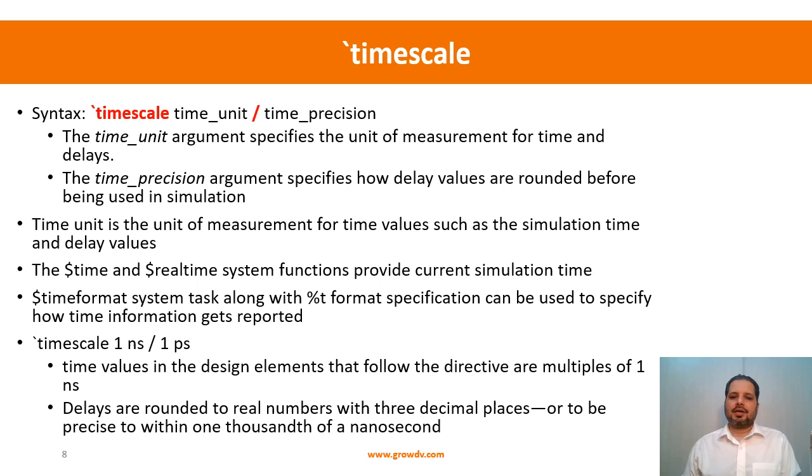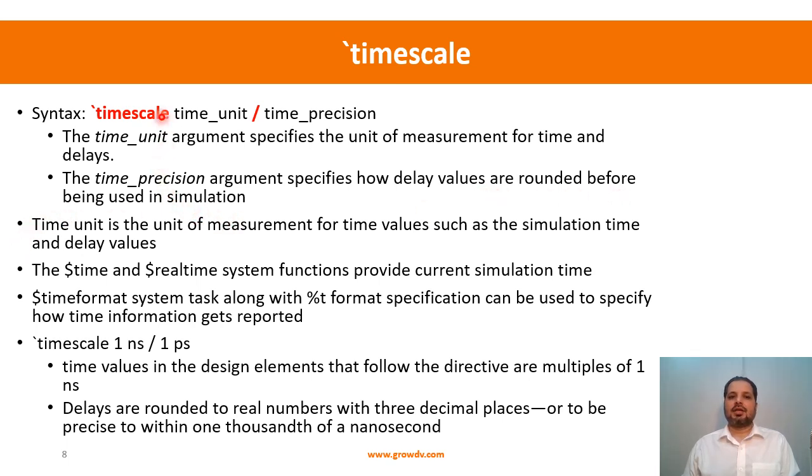We have been using the `timescale compiler directive already in most of our examples. Without this, we couldn't even generate a clock of the right frequency, right? So `timescale is an important compiler directive. The syntax looks something like this: `timescale time_unit / time_precision. The time unit specifies the unit of measurement for time and the delays that we use in the simulation, and the time precision argument specifies how delay values are rounded before being used in the simulation.